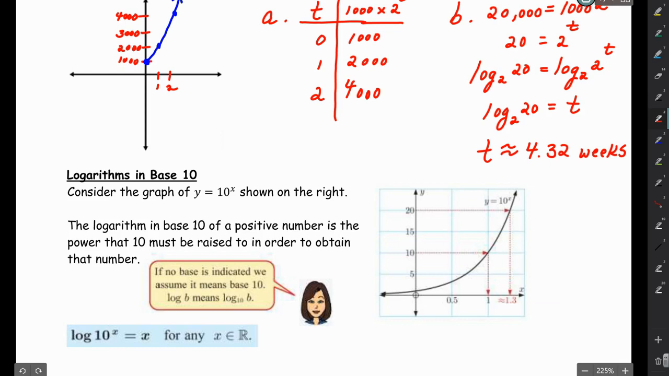Right, so we did already do some revisiting of logs and properties of logs. I'm just reminding you again, if we just write something like log 9 equals x, we assume that there is a 10 here. All right, if no base is written, we assume it's a 10.